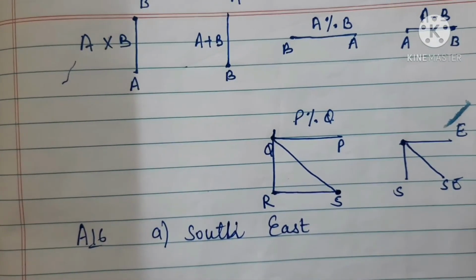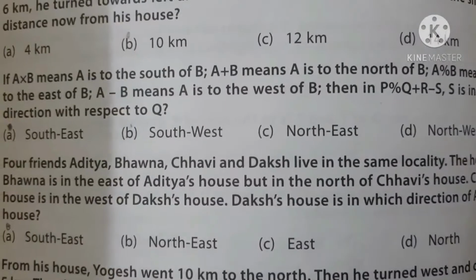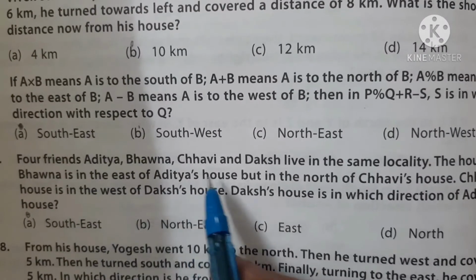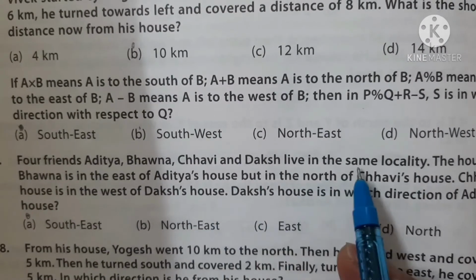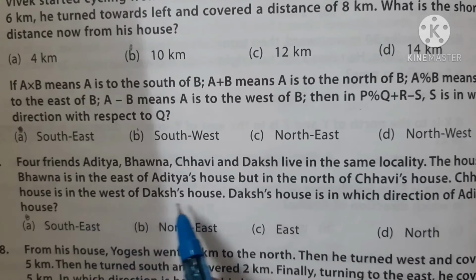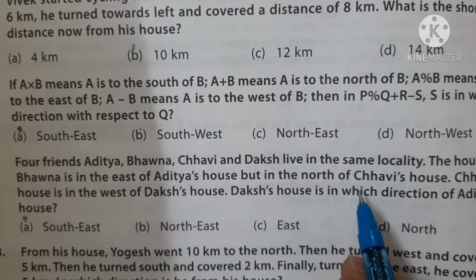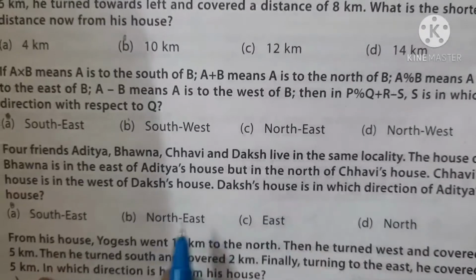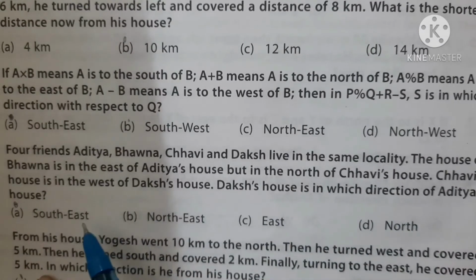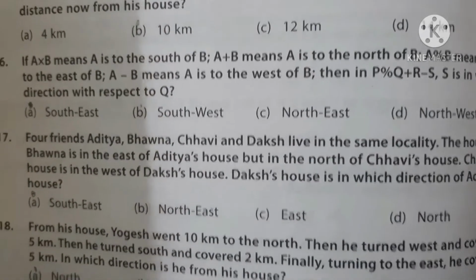Now let's move to question number 17. Question number 17 is: 4 friends Aditya, Bhavna, Chavi and Daksh live in the same locality. The house of Bhavna is in the east of Aditya's house but in the north of Chavi's house. Chavi's house is in the west of Daksh's house. Daksh's house is in which direction of Aditya's house? So this is the question. Let's try it.